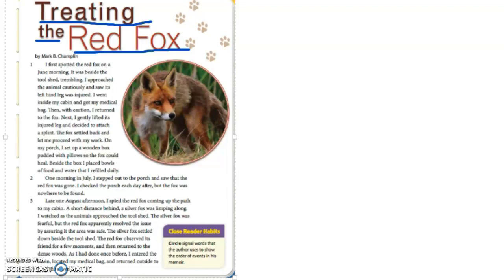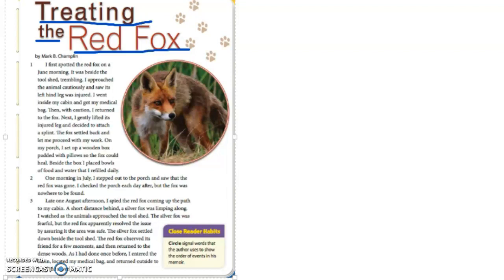On my porch, I set up a wooden box padded with pillows so the fox could heal. Beside the box, I placed a bowl of food and water that I refilled daily. Paragraph 2. One morning in July, I stepped out on the porch and saw that the red fox was gone. I checked the porch each day after, but the red fox was nowhere to be found.